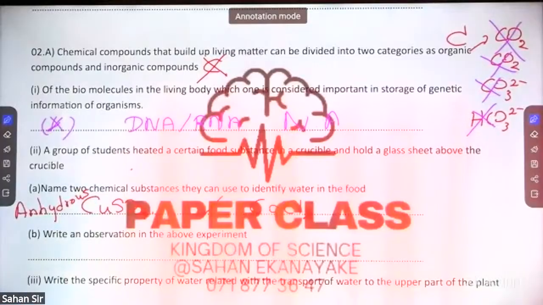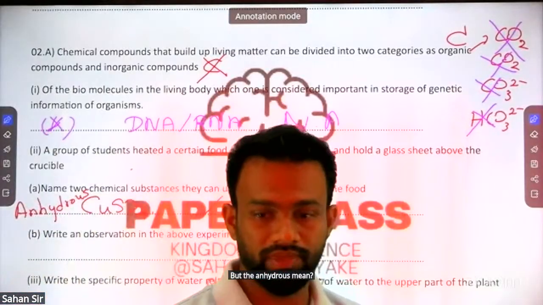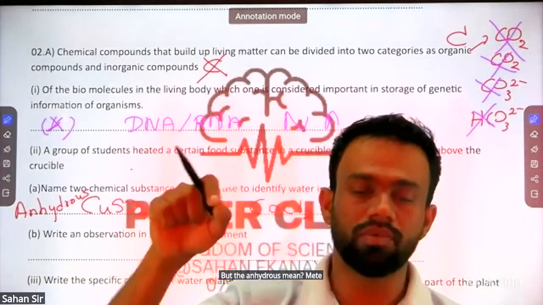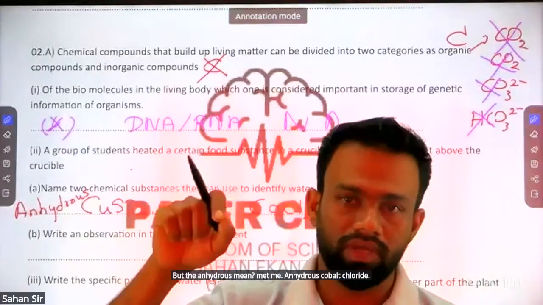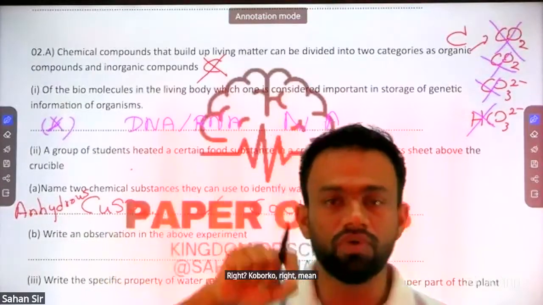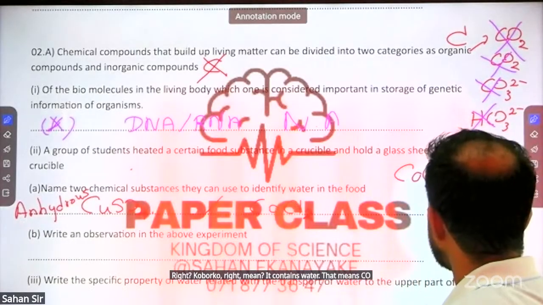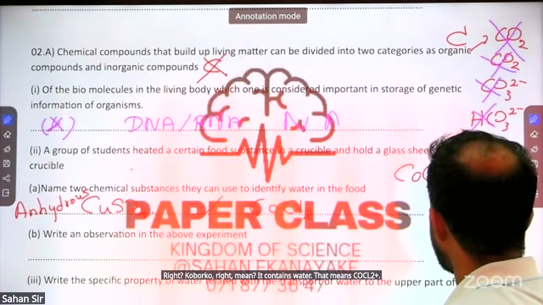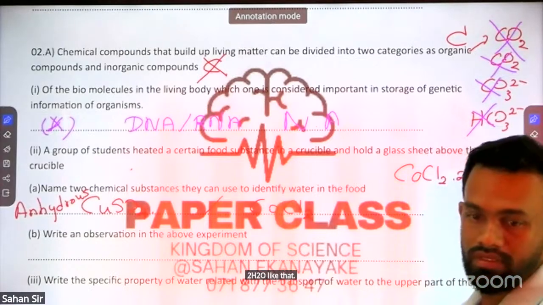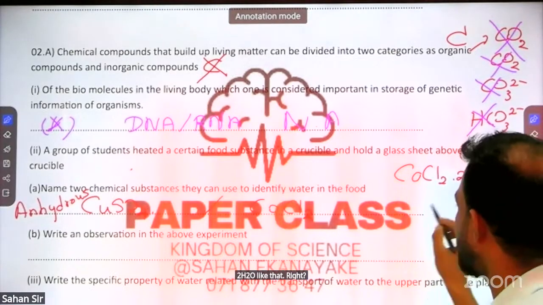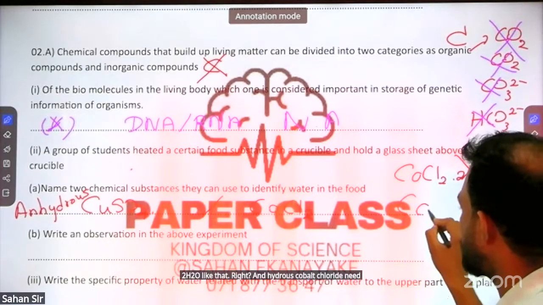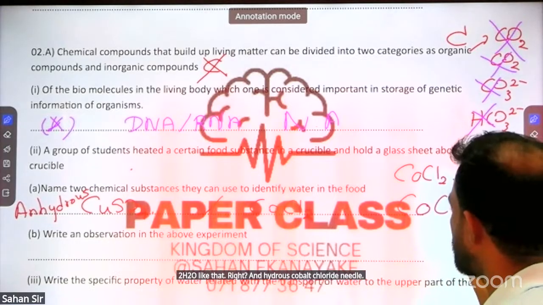What does anhydrous mean? Cobalt chloride means it contains water. That means CoCl2 plus 2H2O, like that. Anhydrous cobalt chloride means there is no water. CoCl2.